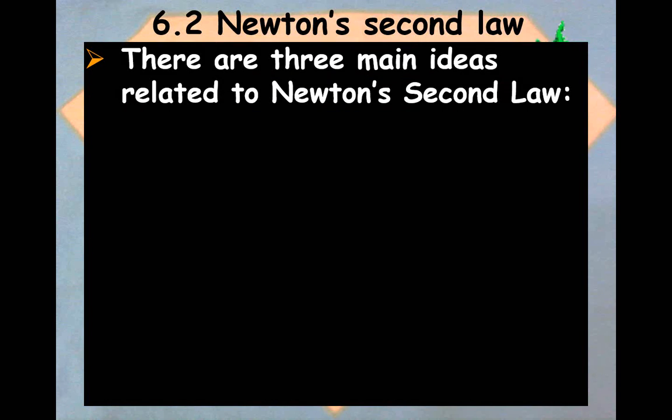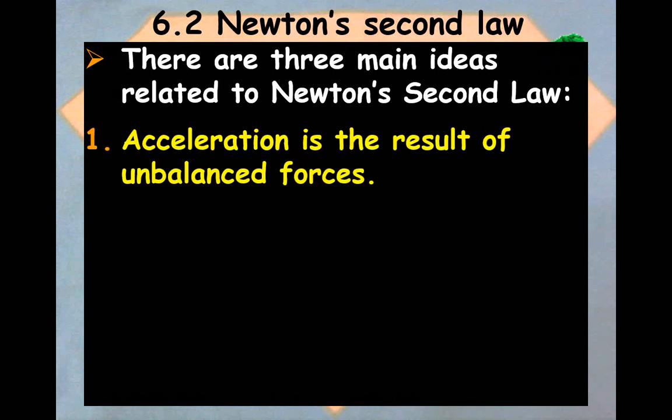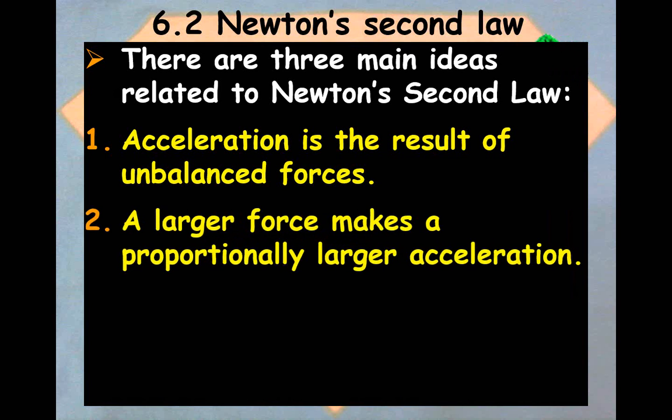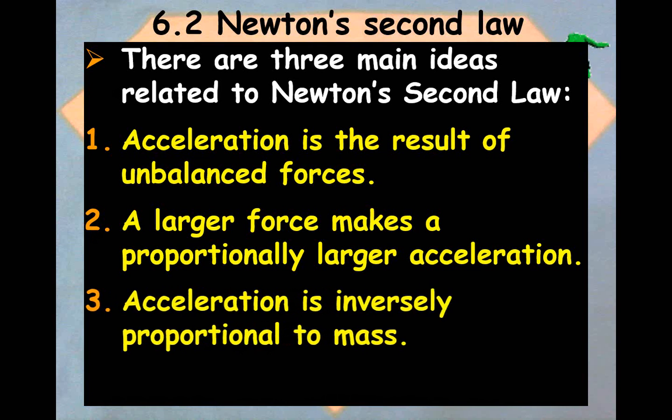Here are the three main ideas related to Newton's second law. Acceleration is the result of unbalanced forces. You must unbalance yourself, Daniel-san. The larger the force, the proportionally larger the acceleration. And acceleration is inversely proportional to mass, which means as one thing goes up, the other comes down.